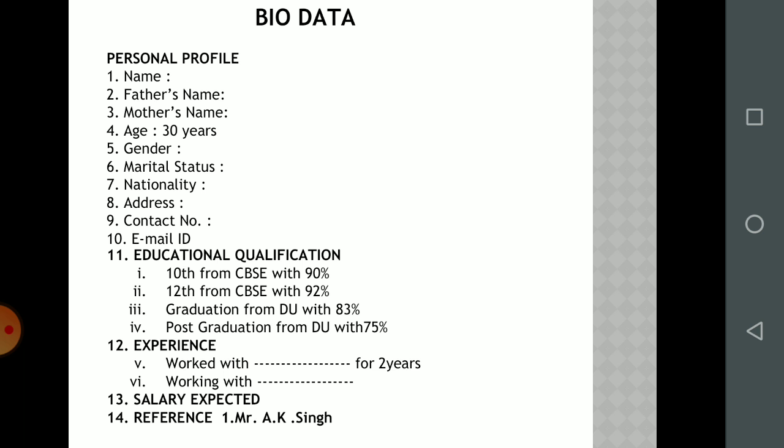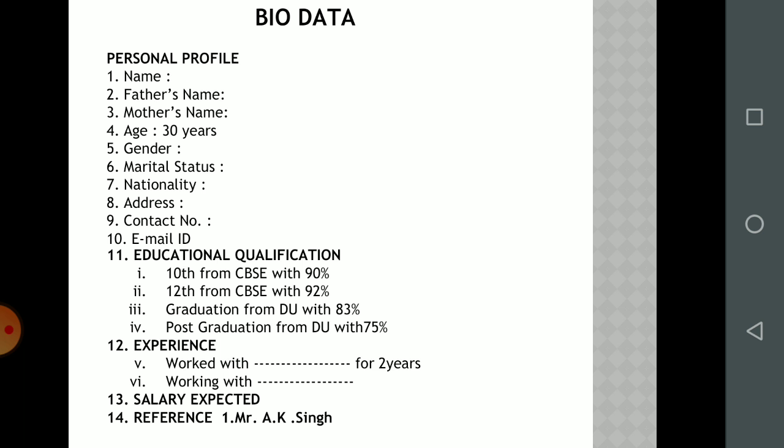Then next point or the last point is reference. In reference, you are supposed to give the name and address of 2 such people whom you know very well, or those people who know you very well. Because if this institution, this particular company, this particular organization wants to verify your details from that particular person, they should be available, and that's why you are required to give the names of 2 persons along with their designation and address as well. So this is how your biodata is completed, and thus the job application is done.